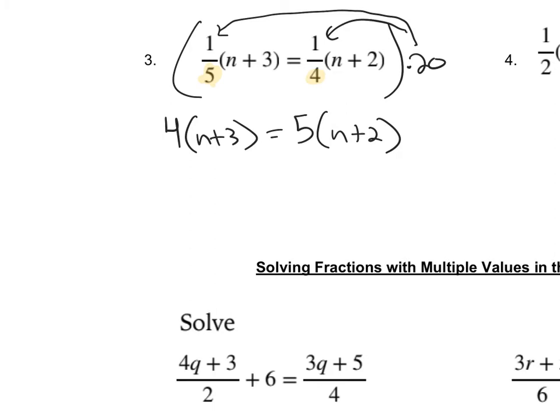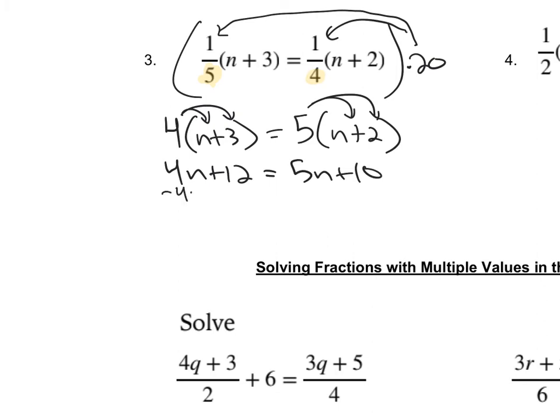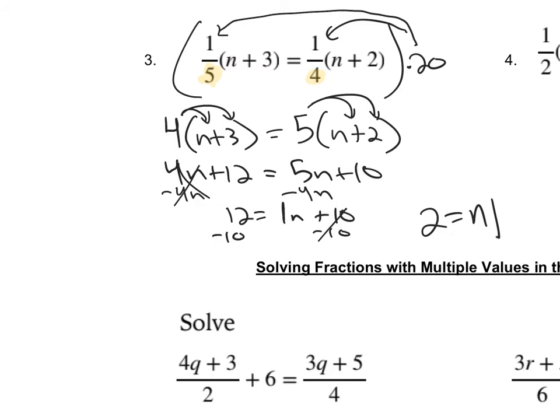Now we just need to distribute. So we've got rid of all the fractions. So distributing here, we get 4n plus 12. On the other side, 5n plus 10. And then getting the variables to the same side, here I'm going to subtract the smaller of the two. So I'm left with 12 is equal to 1n plus 10. And I need to subtract the 10 to get that n by itself. So when I do that, 12 minus 10 ends up being 2. So I get the value of n to be 2.